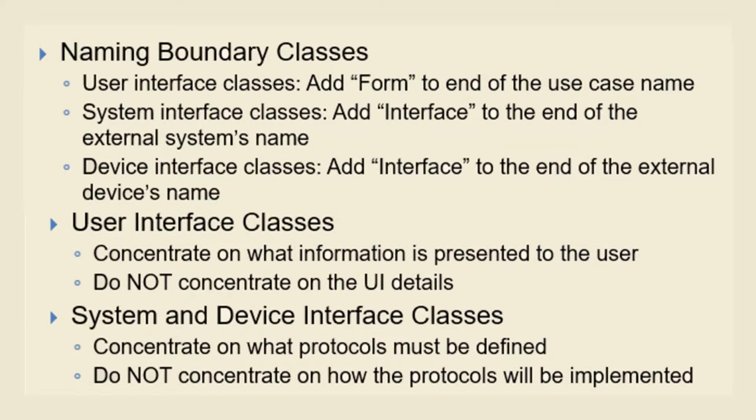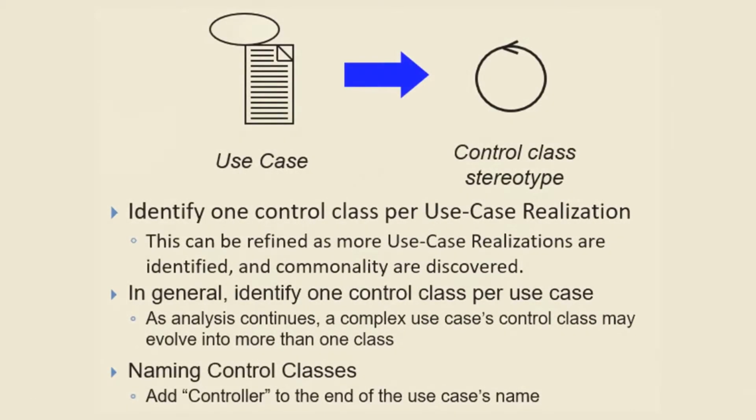Now, the naming convention for boundary classes states that when it's a form, we add form to the end of the use case name. If it's a device or the system, we add interface to the end of the external system's or device's name. What we need to note is that during this process, we are also not focusing on the user interface details or even the protocol that will be implemented.